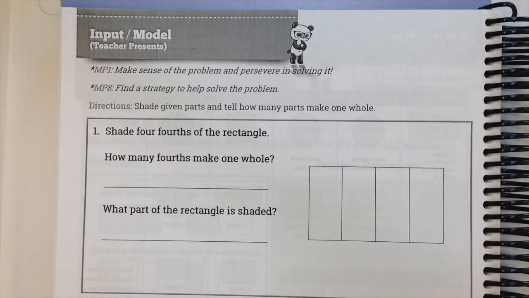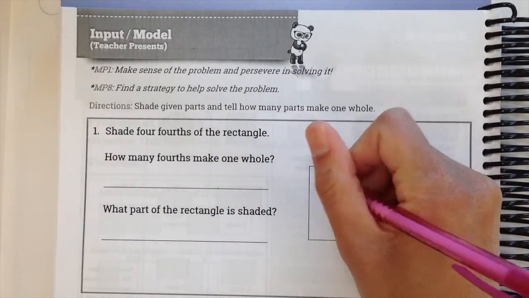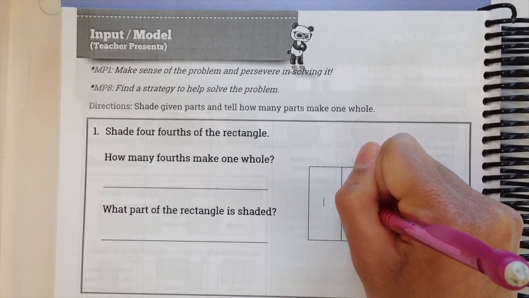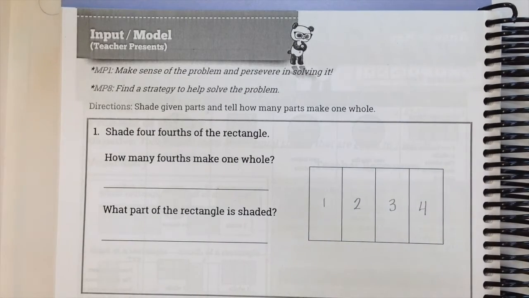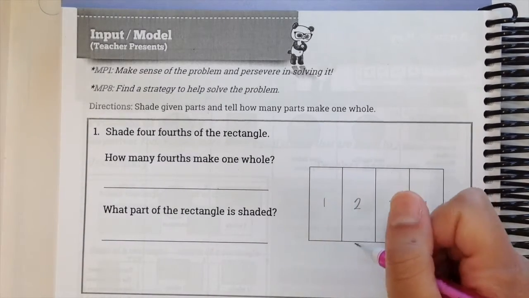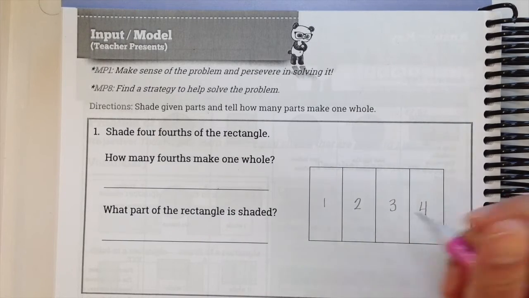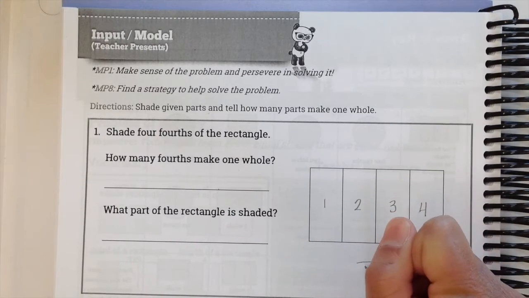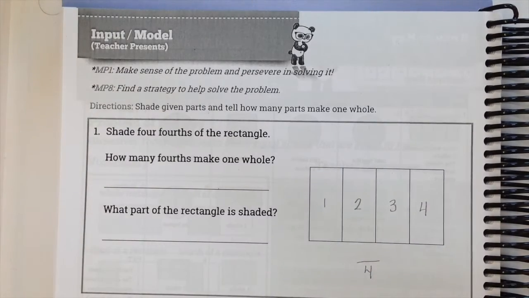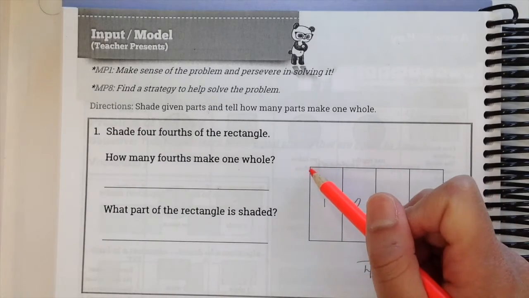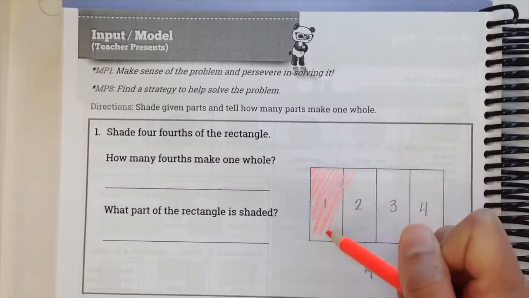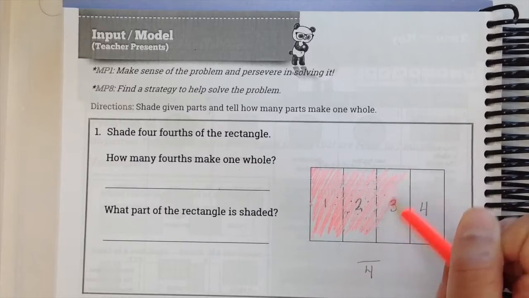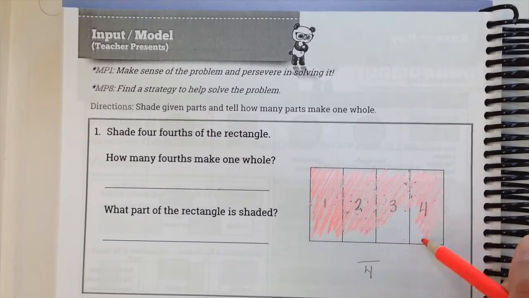So I'm going to go in with a pencil, and I'm just actually going to label the number of shares that there are. So there are 1, 2, 3, and 4 shares altogether. So I know that for my fraction, the total number is going to be out of 4. So the denominator is going to be 4. Now it says how many fourths make one whole? So in other words, it's saying how many of these shares do you have to shade in order for the entire rectangle to be shaded?